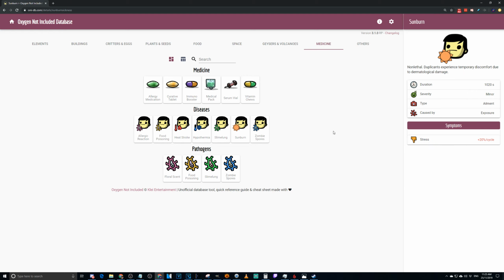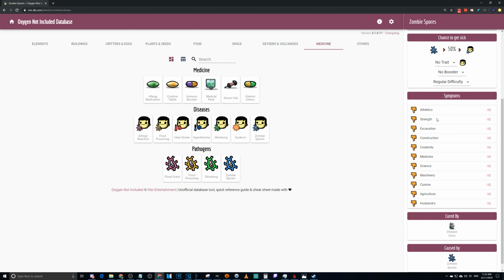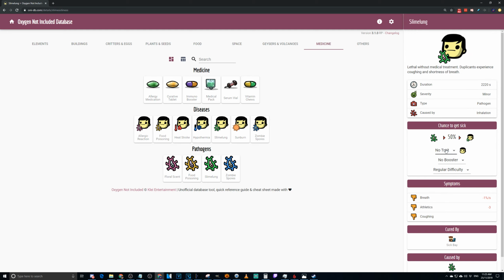Sunburn actually lasts for a decent amount of time. Zombie spores, you can look up zombie spores and see how dangerous this is for your dupes. This is probably the only thing that actually kills them. Slime lung, you can see, okay, slime lung is going to last for, what's that? 3.5 days. But it doesn't really affect them too much.